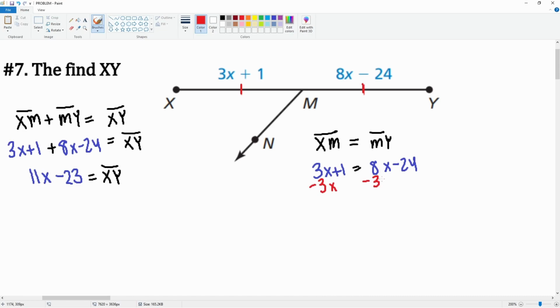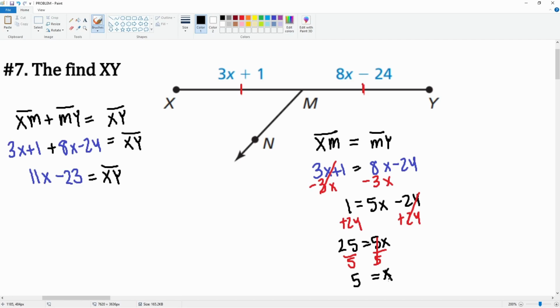If we subtract 3x from both sides, this cancels, leaving us with just 1 equals 5x minus 24. We then add 24 to both sides to get the variable alone. It is 25 equals 5x. Now we divide both sides by 5 to get x alone. This cancels, making a 1. x is equal to 5.